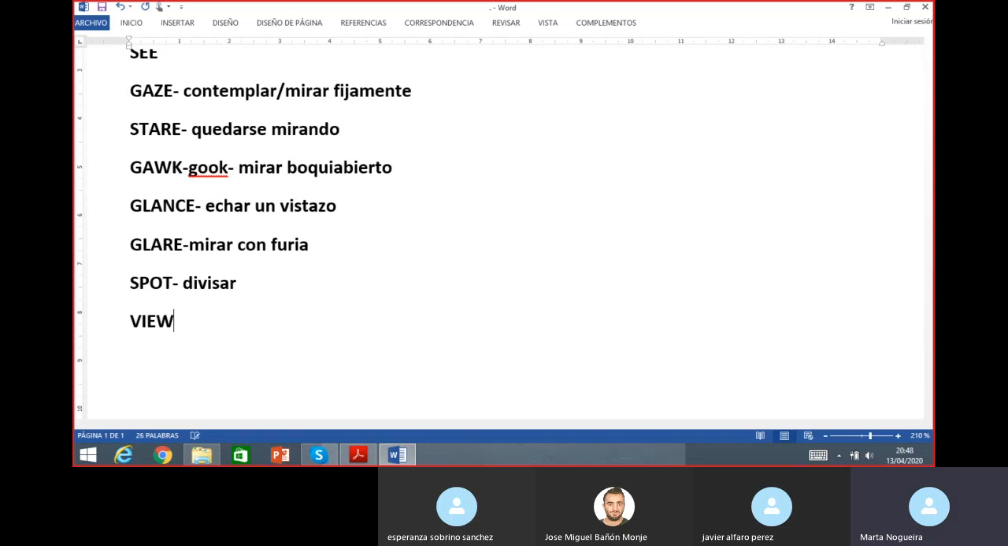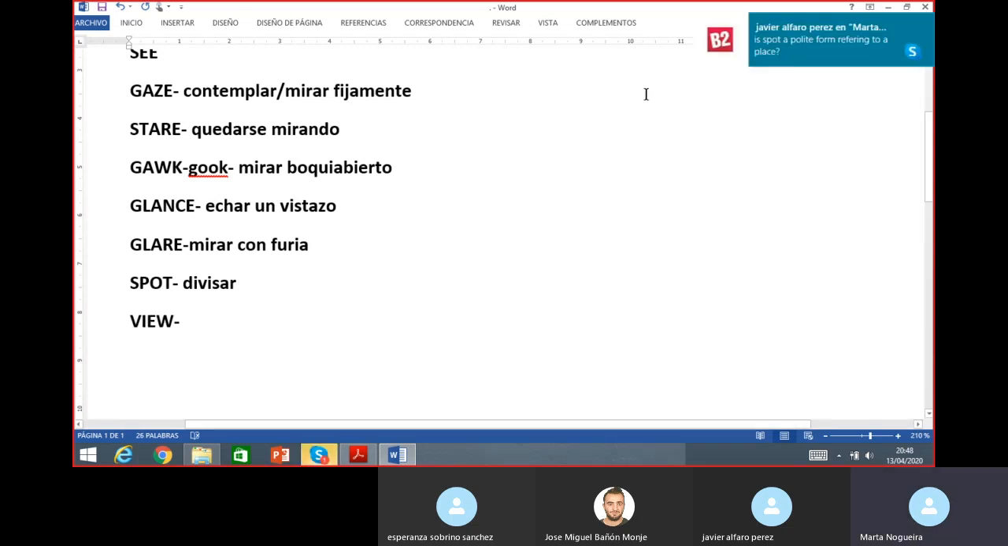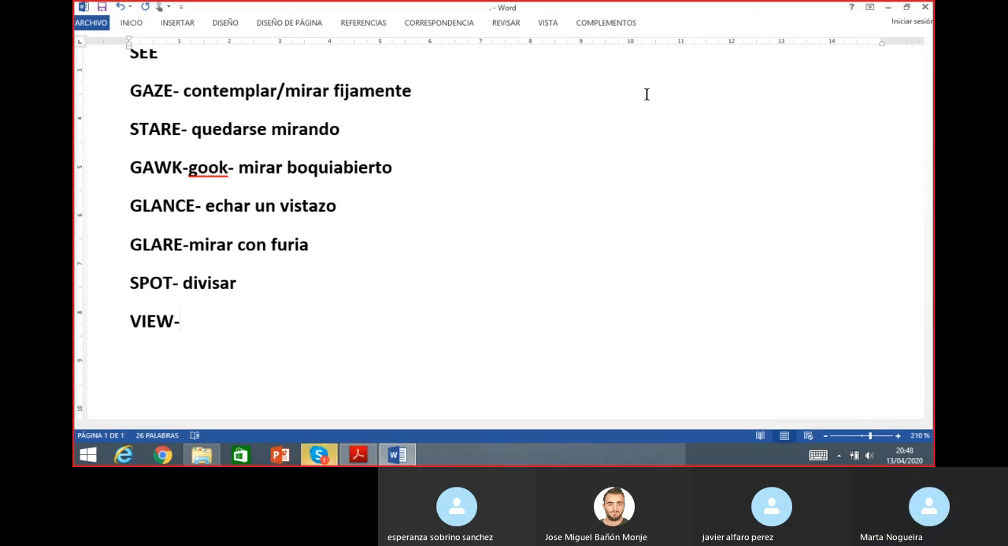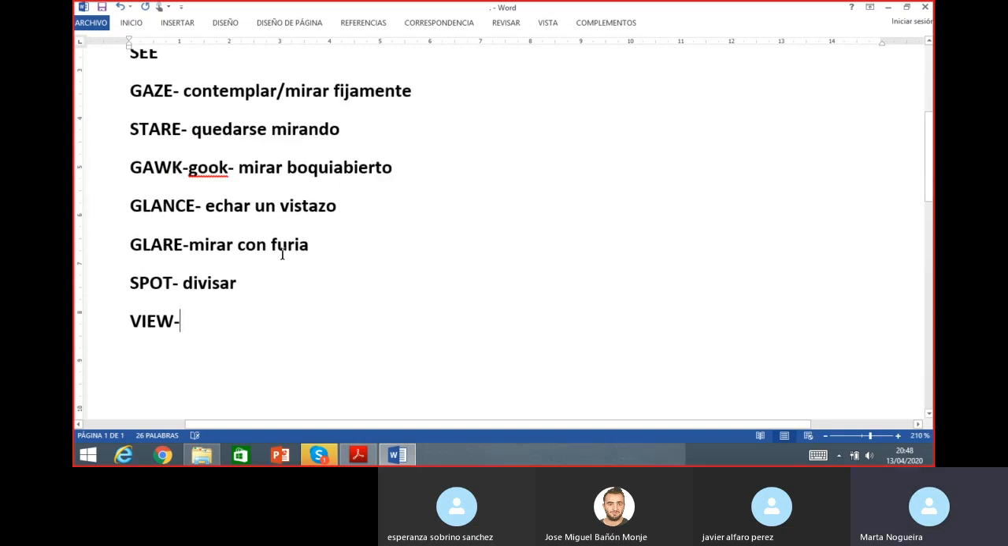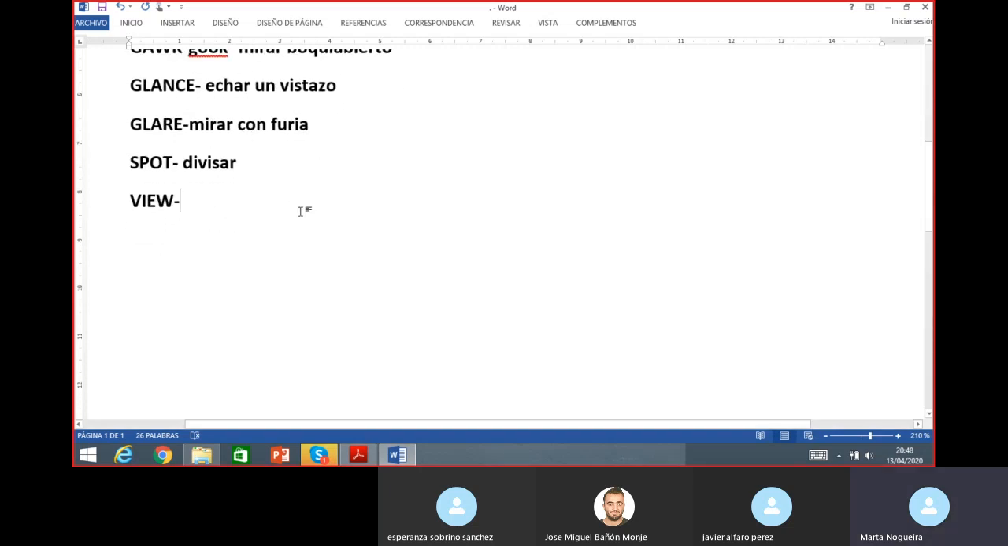Then we have view. Is spot a polite form for referring to a place? No, it's not polite. Okay, yes, ask me questions, please. Neither are these verbs formal. These verbs are like look. This is used as much as look. Do you use quedarse mirando in Spanish? I imagine so. Mirar con furia maybe not as much, but me fulminó con la mirada, or me echó una mirada, matar con la mirada, I don't know. I forget Spanish at times.